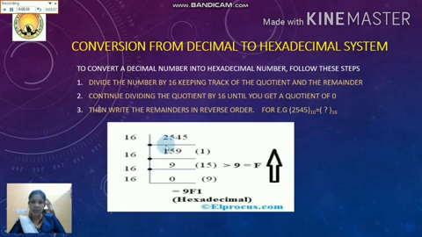The example given is 2545. Let's start dividing it by 16. When you divide, the quotient will be 159 and the remainder is 1. Then again divide by 16, the quotient is 9, the remainder is 15. 15 is represented by F in the hexadecimal number system. Next, 9 divided by 16, 16 zeros are 0, the remainder becomes 9, and start writing from the bottom. 9F1 will be the equivalent hexadecimal number. This is how we can convert decimal to hexadecimal.